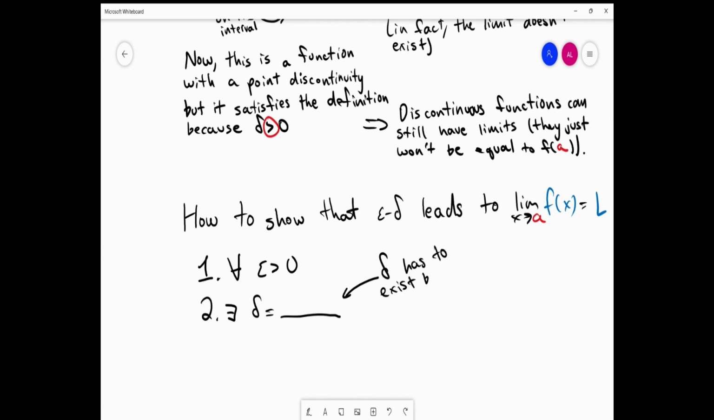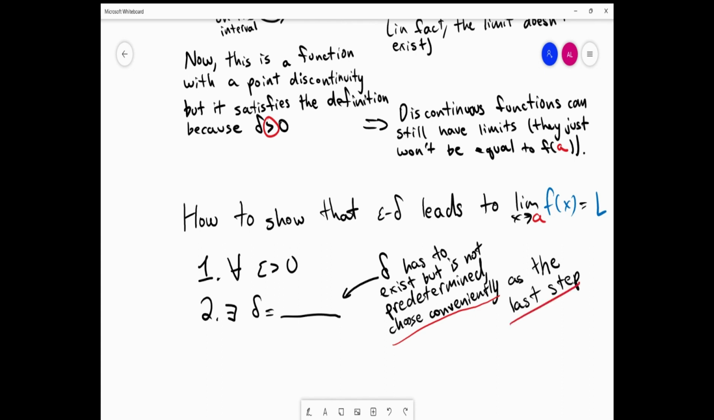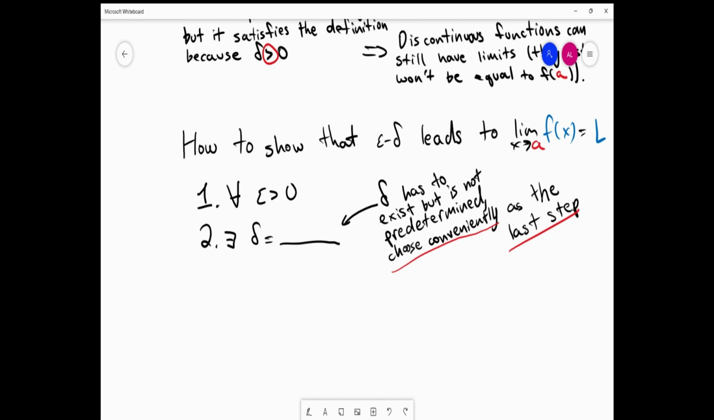And again, delta has to exist, but we have control over delta. This doesn't have to work for any delta given that it works for any epsilon. We could rearrange the definition and say for any delta, but then we would have to say there exists epsilon, right? And we could then examine the inverse function, for example. So one of them has to be for any, and the other has to be there exists. And in this case, this is delta. So it's not predetermined. We can actually choose delta conveniently, and we'll see why this will be important later. Our freedom to choose this conveniently is done as the last step usually.